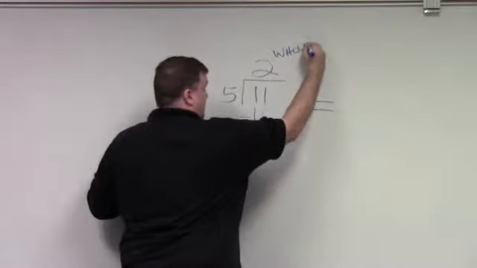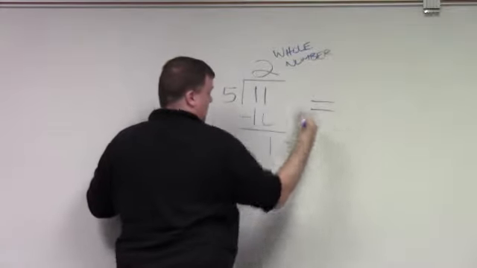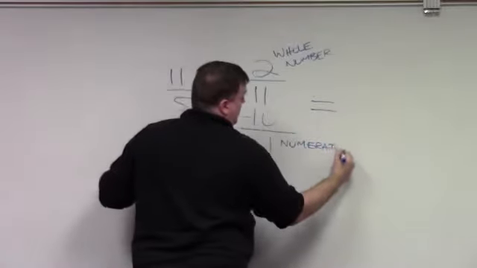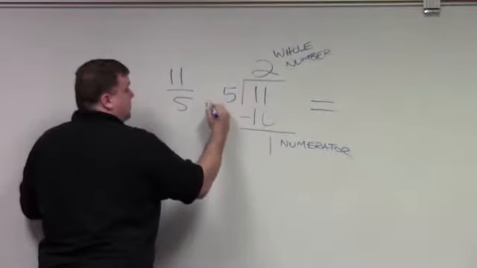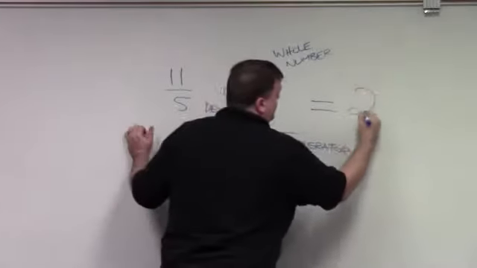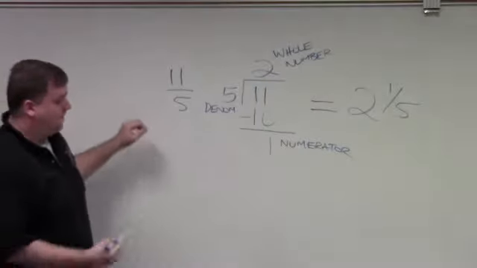Exactly. This number up here is going to be your whole number. This will be your numerator. And your denominator never changes, right? So that's going to be your denominator. So 2 and 1/5.